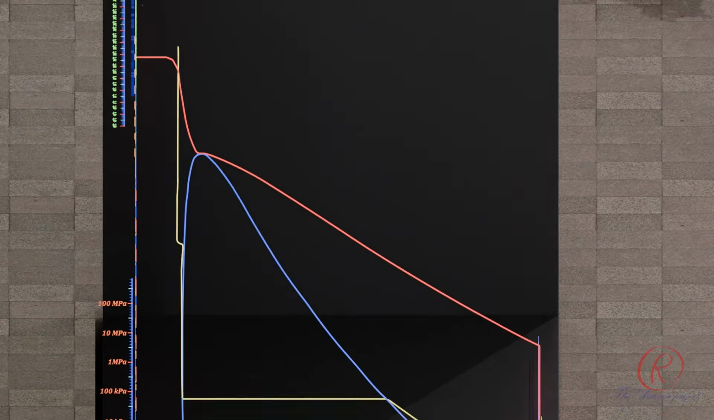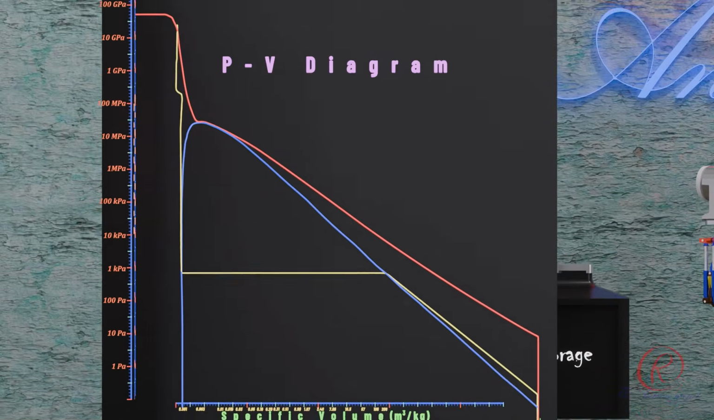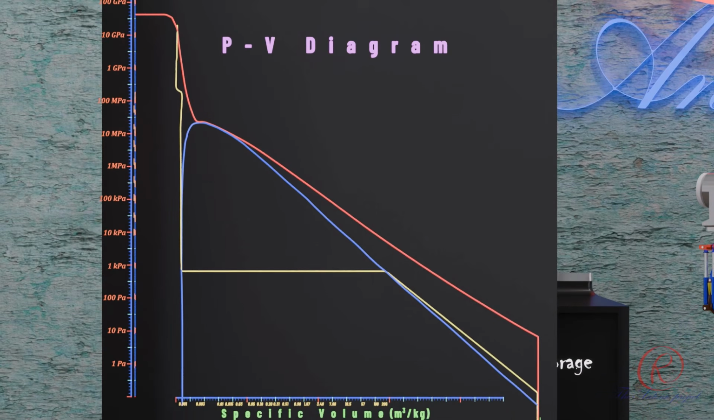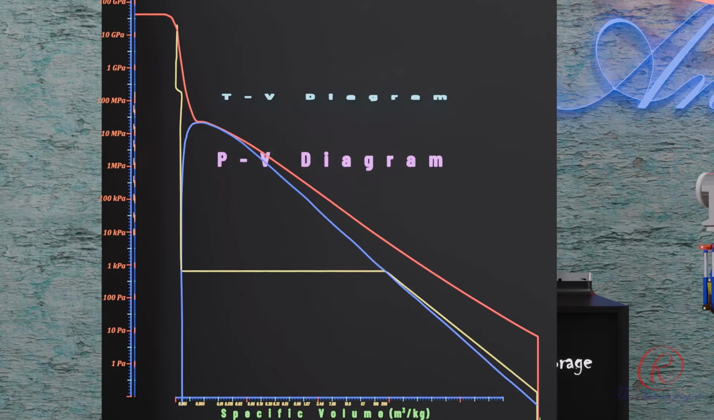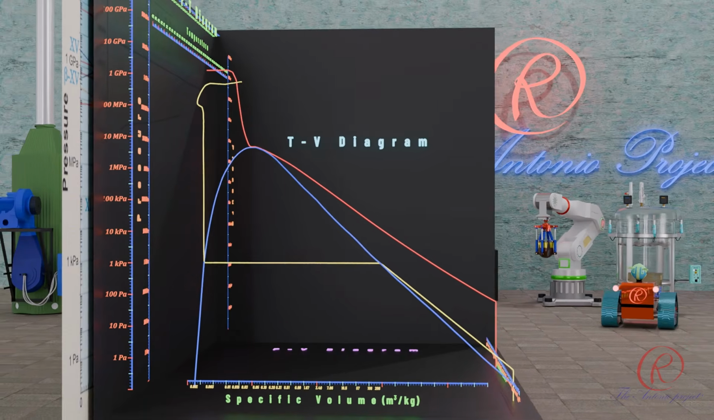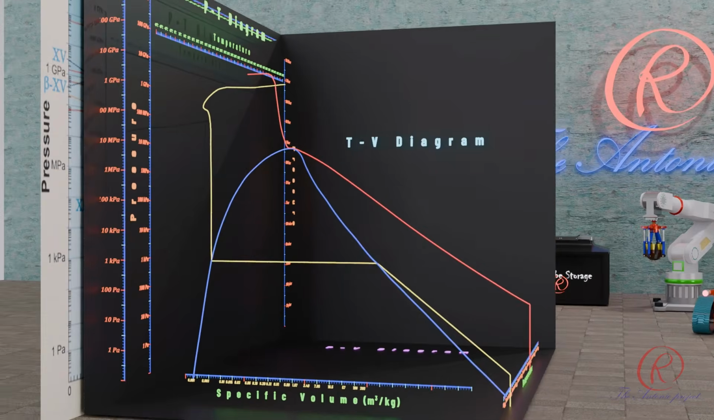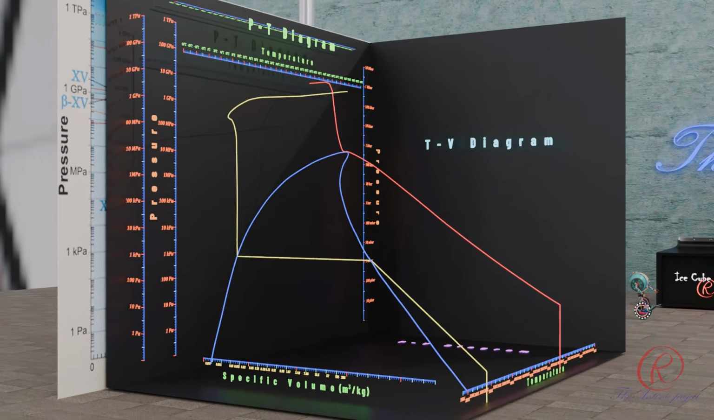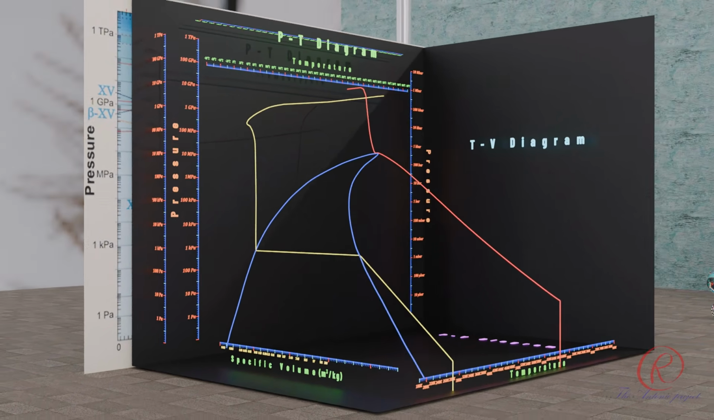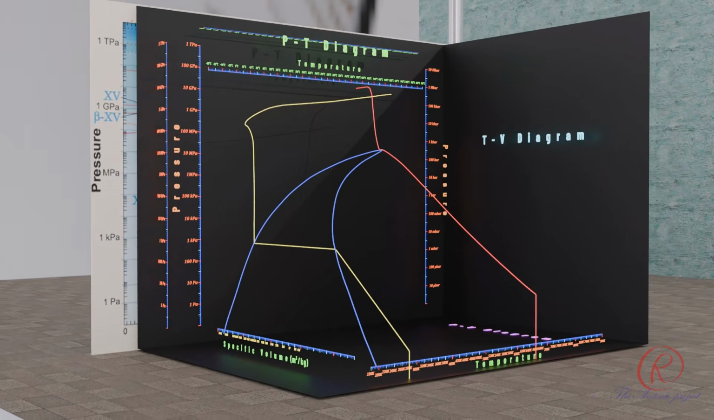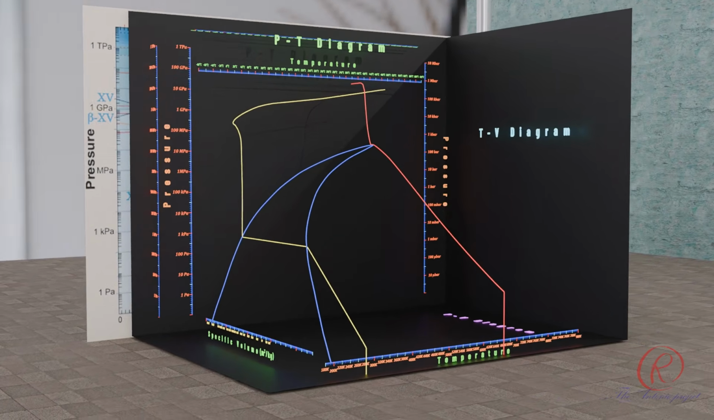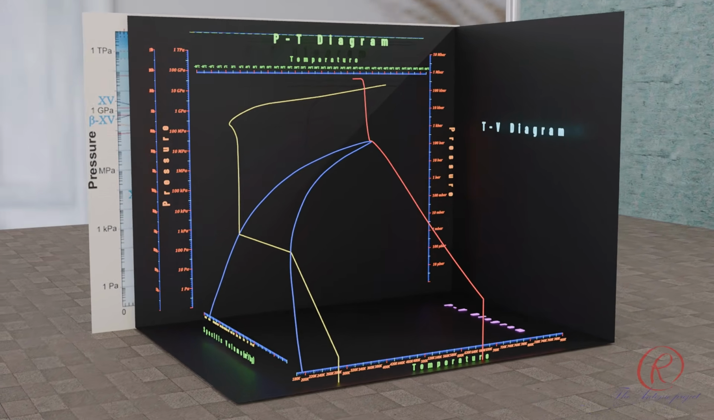The pressure-specific volume, or PV diagram, is one of the most frequently used projections in engineering thermodynamics. It plots pressure against specific volume at constant temperature and clearly shows the vapor dome, which represents the boundary between liquid and vapor phases. The merge of these three graphs will form a 3D PVT diagram.